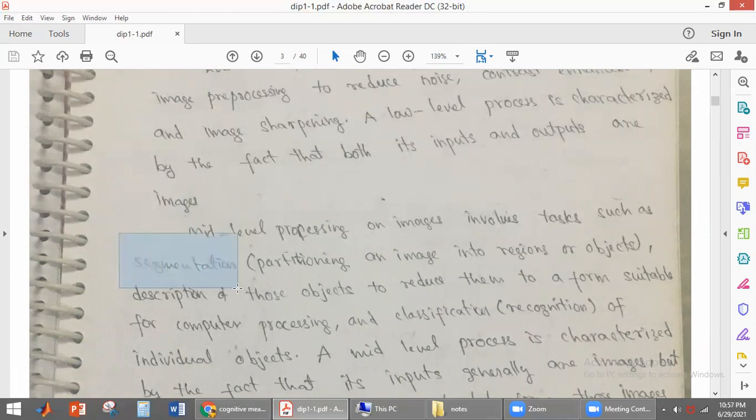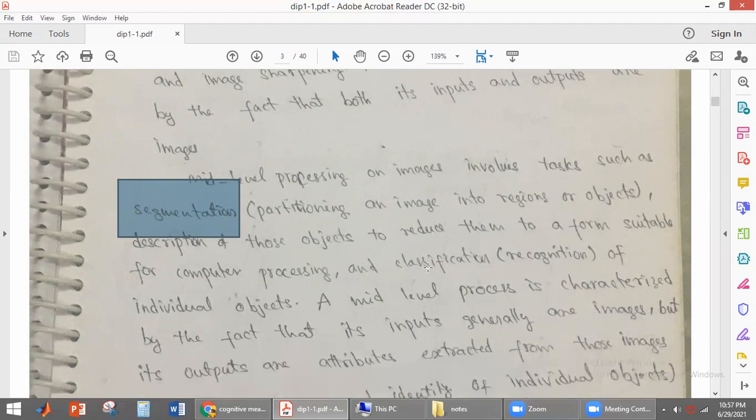So here, what is segmentation? We are partitioning the image, so we are getting the part of the image which is most important. And after segmenting, we have to describe those segmented objects, such that they are suitable for computer processing and classification of individual objects. From this segmented image, we have to classify what type of object it is. Okay, so that will be done here. For example, if you take medical images, the tumor area will be segmented and classified as a tumor area.